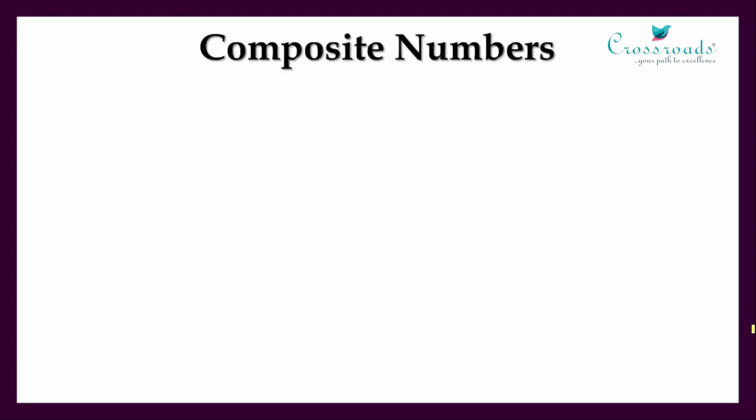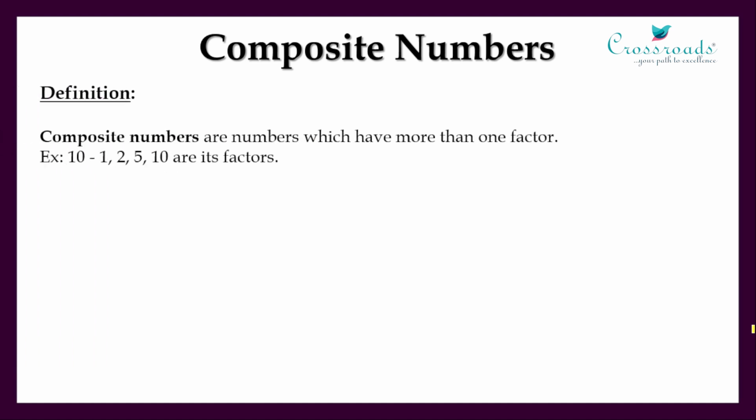When we talk of prime numbers, it's very important to also talk about composite numbers. So what are composite numbers? Composite numbers are numbers which have more than two factors. Example, if I take the number 10, it has factors 1, 2, 5 and 10. So 1 into 10 is 10, so 1 and 10 become its factors. 2 into 5 is 10, so 2 and 5 become its factors. So the number 10 is divisible by 1, 2, 5 and 10.